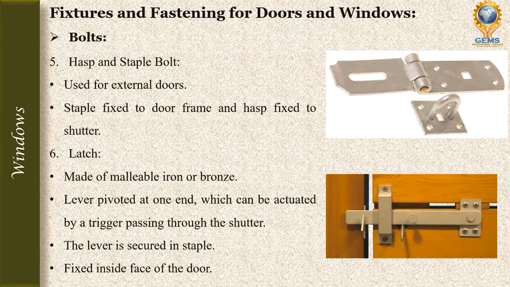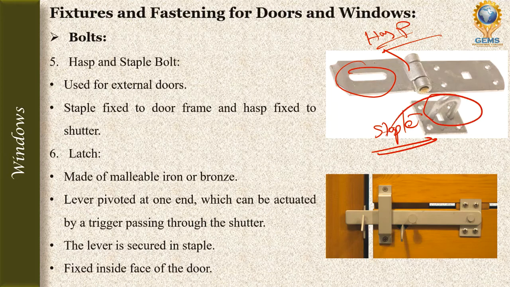So that time we will use this flush bolt. Fifth is the aspen staple bolt. This part is the staple, this part is the asp. We can see this in very old buildings, the old doors. Mostly this type of bolt will be used in ledged and battened doors, and only for external doors. The staple will be fixed in the door frame, whereas the asp will be fixed in the shutter. Once the shutter is going to close, this part will go into the staple, and we will put the padlock on it.